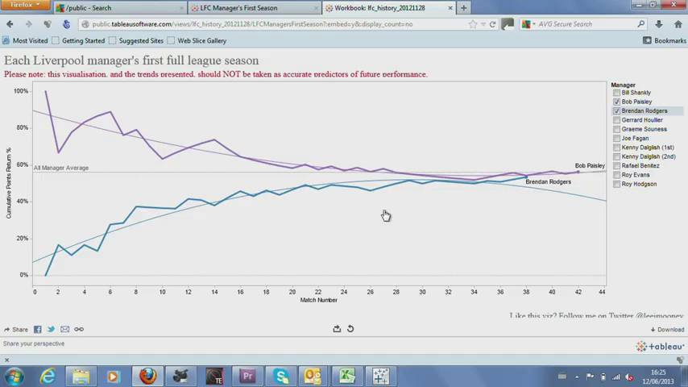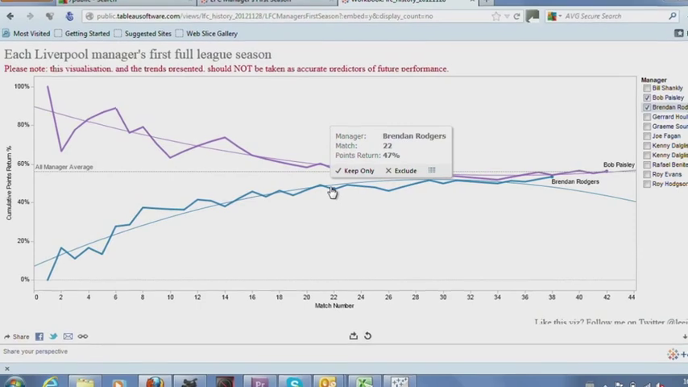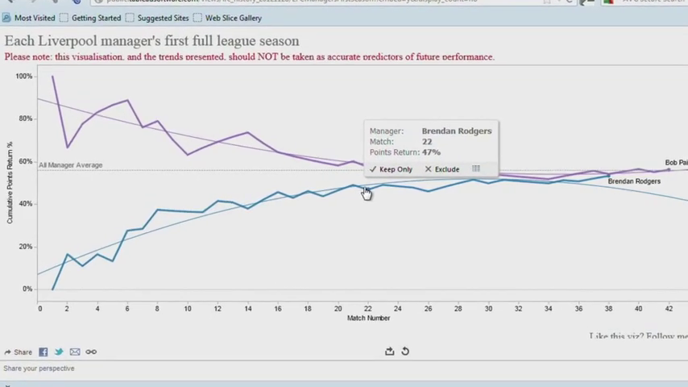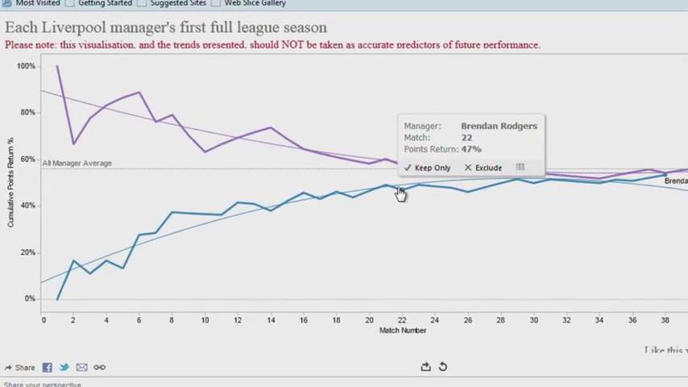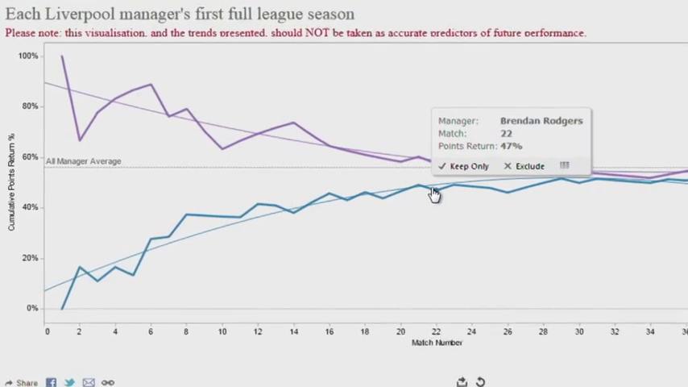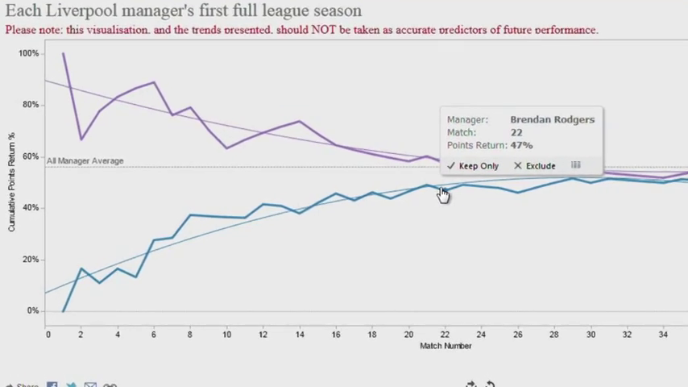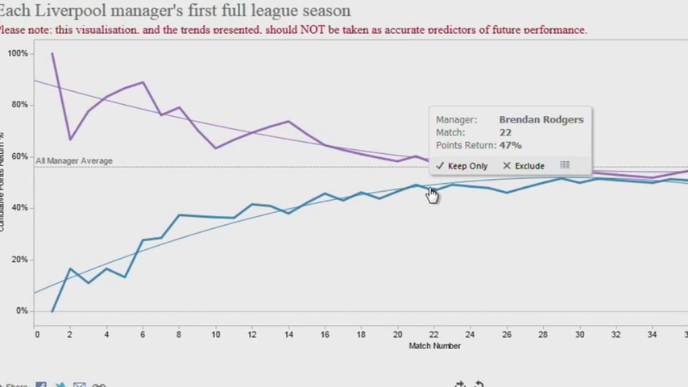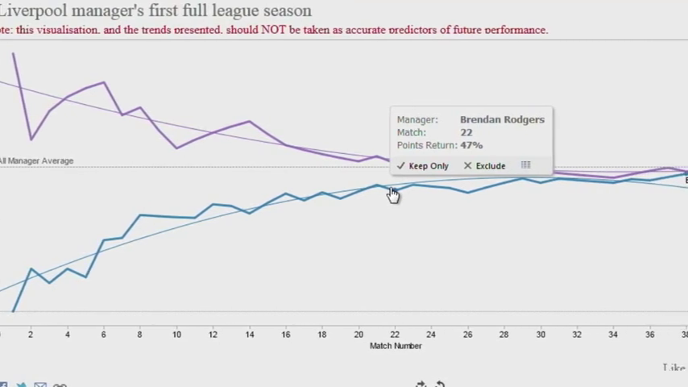On the reverse of that, Brendan Rodgers, what's beautiful about this one actually is that the latest manager's first season is almost a symmetrical mirror of the great man's first season. And what you see with Brendan Rodgers is this gradual, iterative climb towards a sustainable average level of performance as far as Liverpool managers go.